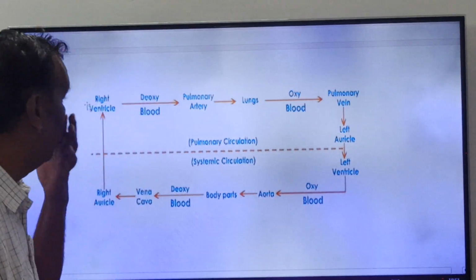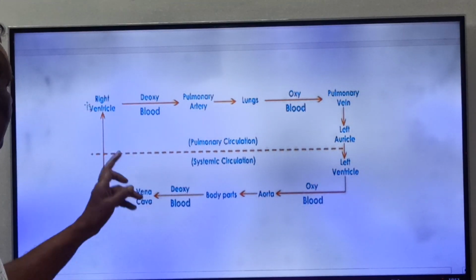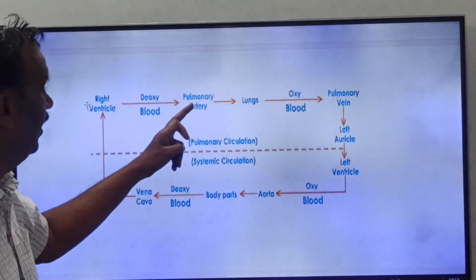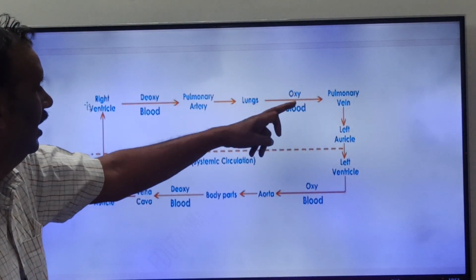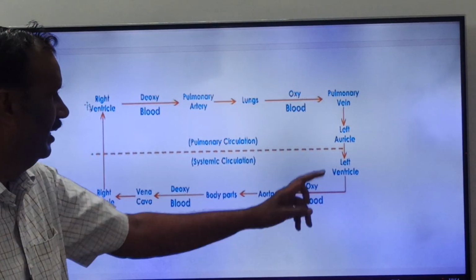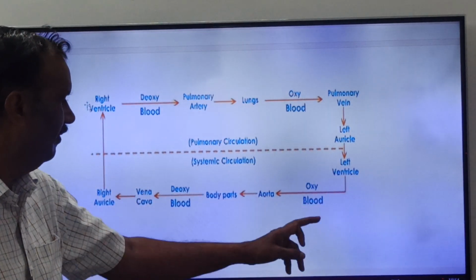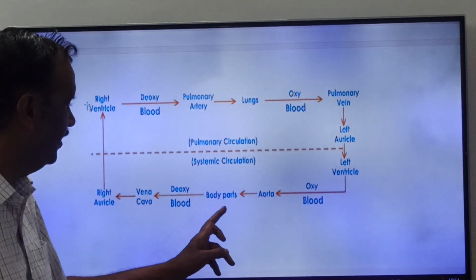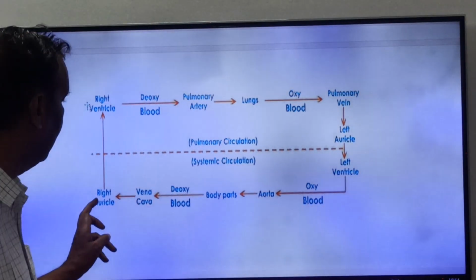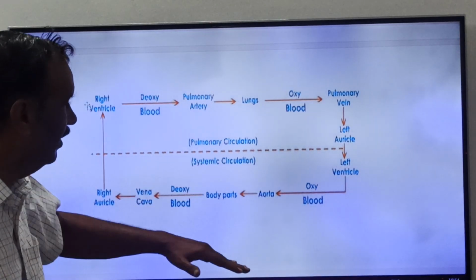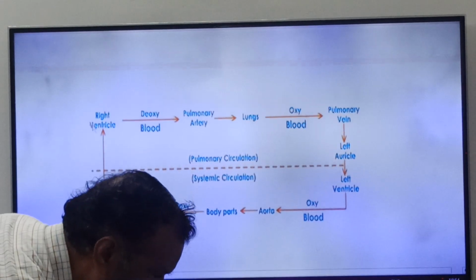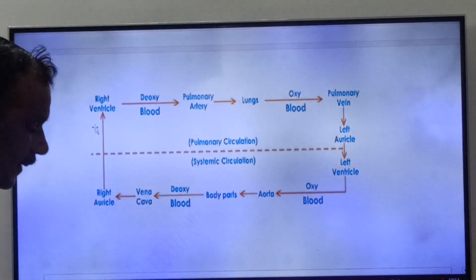See, once again, friends, one more simple diagram. Right ventricle to deoxygenated blood to pulmonary artery, lungs. Oxygenated blood, pulmonary veins to left atrium. Left auricle to left ventricle to aorta, oxygenated blood, friends. Body parts, deoxygenated blood, vena cava to right auricle. So this one, the below one, is what, friends? Systemic circulation. Above one is pulmonary circulation. You see it, friends. Please see it, friends. Okay.